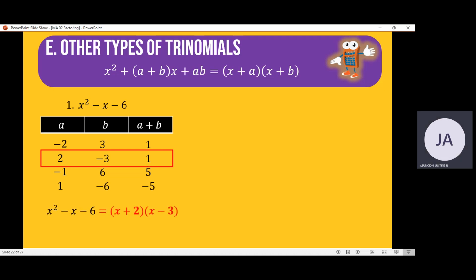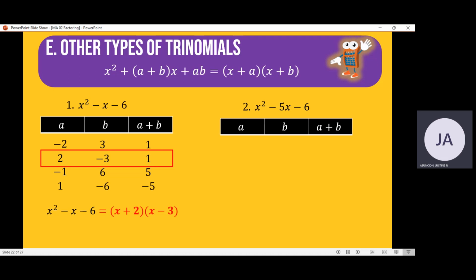We have the factors x plus 2 and then another one, x minus 3. Therefore the factors of the polynomial x squared minus x minus 6 is the quantity x plus 2 times the quantity of x minus 3. Okay, another example, x squared minus 5x minus 6. Here in this case, again, we need to identify the factors of negative 6, and when we add them, it should be negative 5.